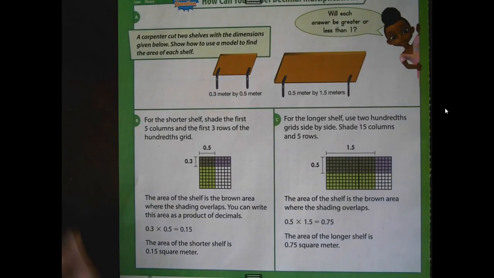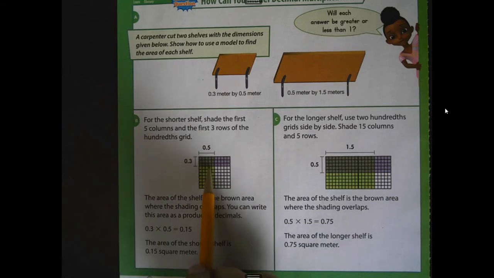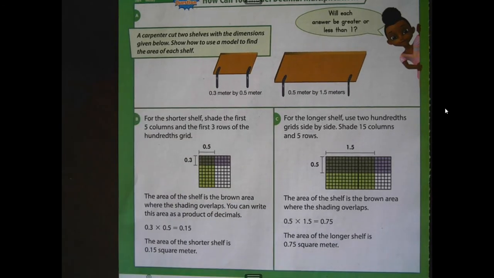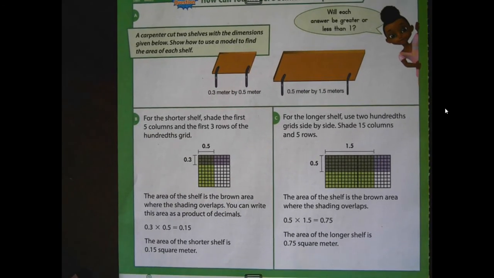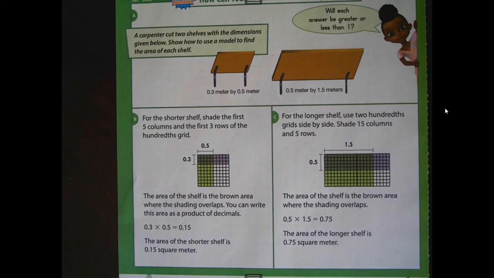What is in the crisscross area that overlaps is the product. So the area of the shelf is the brown area where the shading overlaps. You can write this area as the product of the decimals. So the area of the shorter shelf then is 15 hundredths of a square meter.